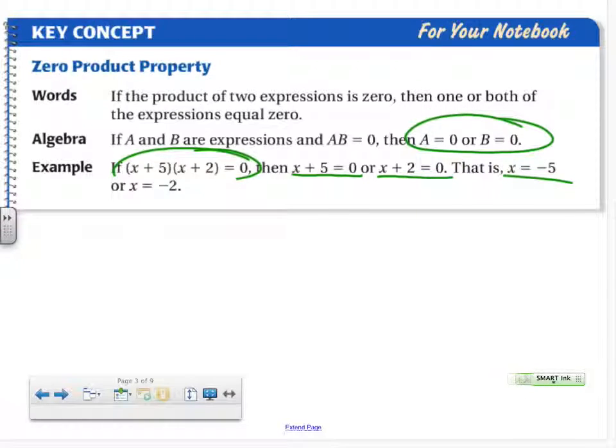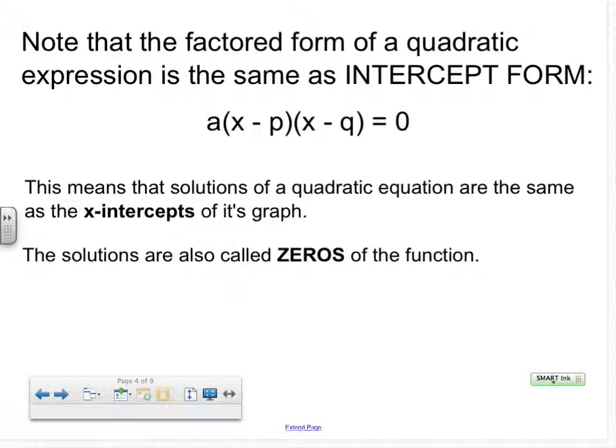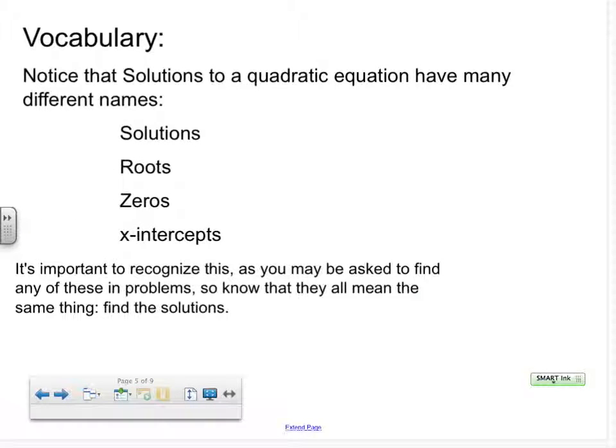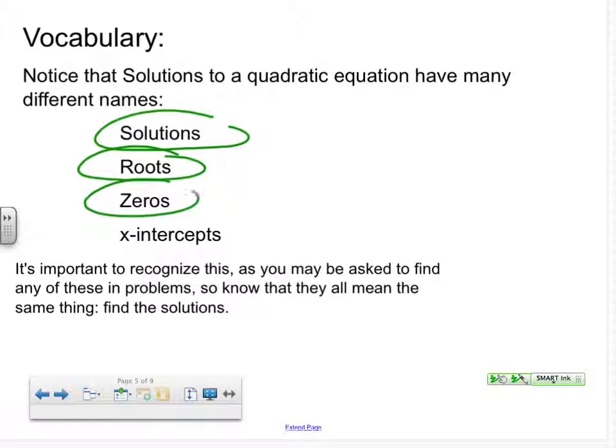You should notice this also looks like intercept form. So that should tell you that the x-intercepts are what we're finding when we solve these equations. Okay? Lots of names. We call them x-intercepts. We call them zeros. We call them roots. We call them solutions. Just be on the lookout. You may be asked for any one of these as you're working on these problems. Okay? So it's just important to recognize that all four of these things mean the same thing, and that we're going to be solving the equation.